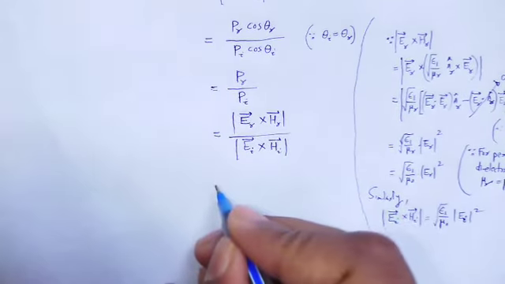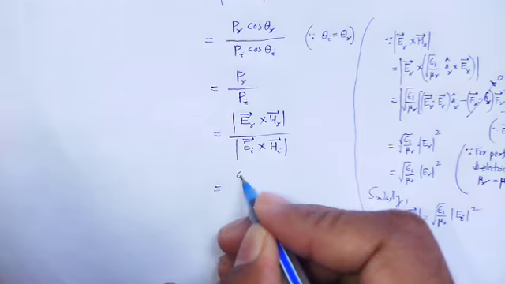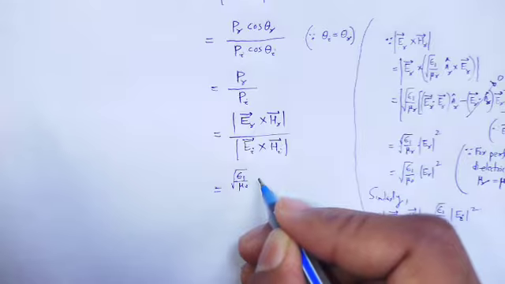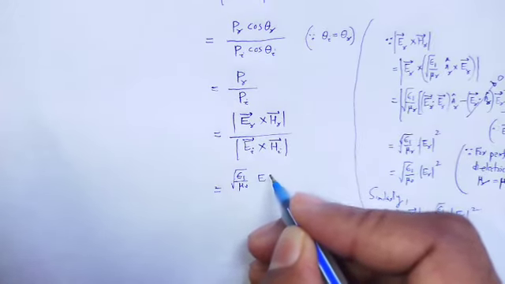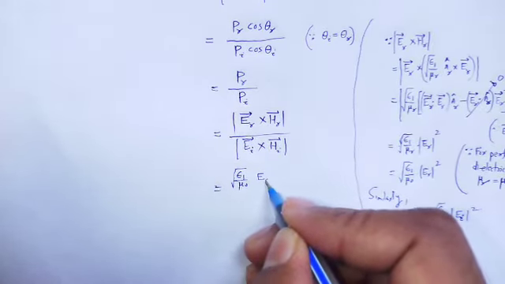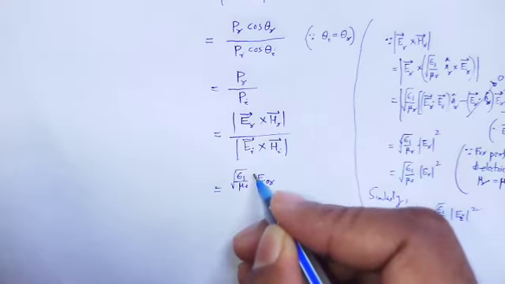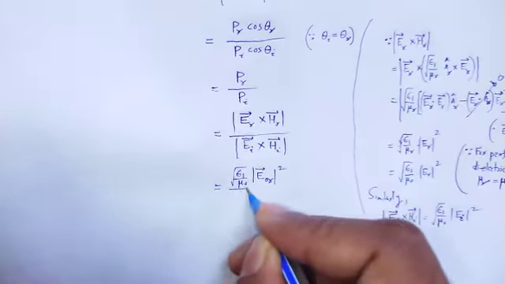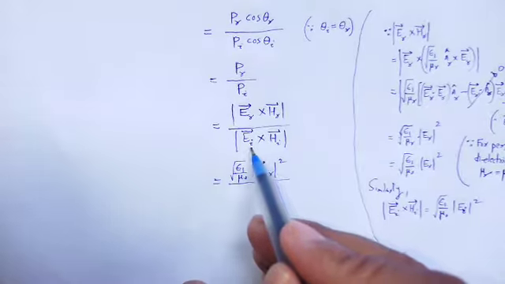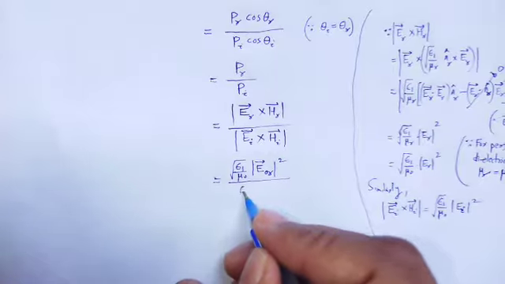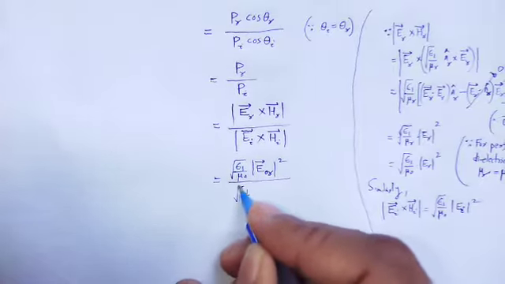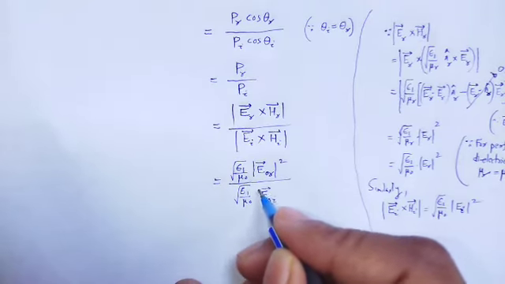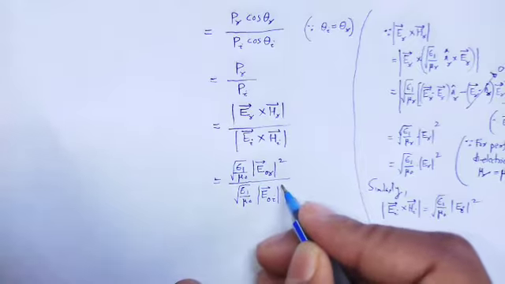These values are put in, that is, square root of epsilon 1 divided by mu naught, this is the amplitude term for the reflected wave, that is, E0R magnitude squared, divided by, for that cross product magnitude, square root of epsilon 1 mu naught, E0I, the amplitude of the incident electric field vector squared.